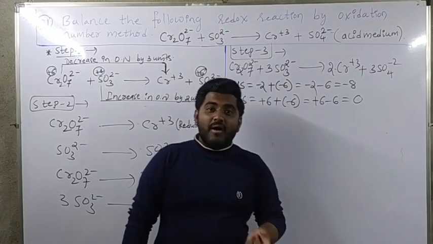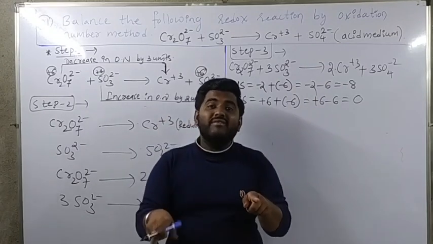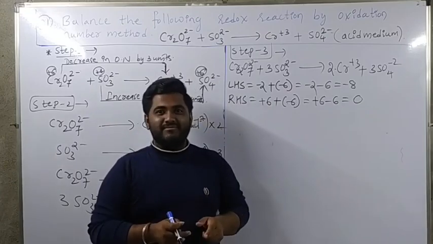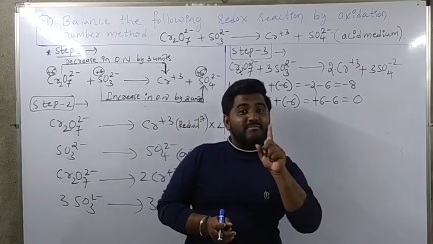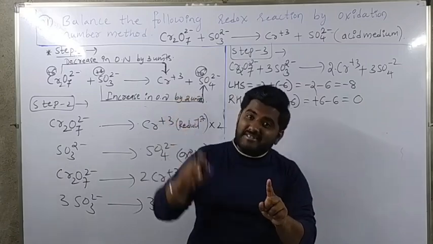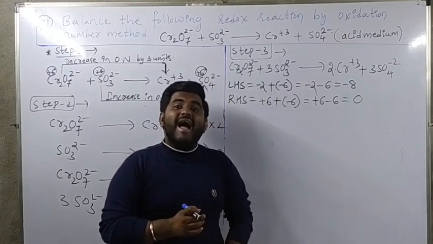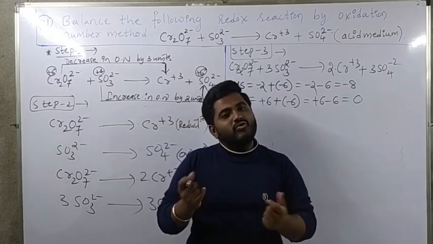How to make it 0? Minus 8 becomes 0 only when it is added to plus 8. Correct? So on the LHS side, minus 8 is there. We have to make it 0. How to make it 0? By adding plus 8. And how to add plus 8?